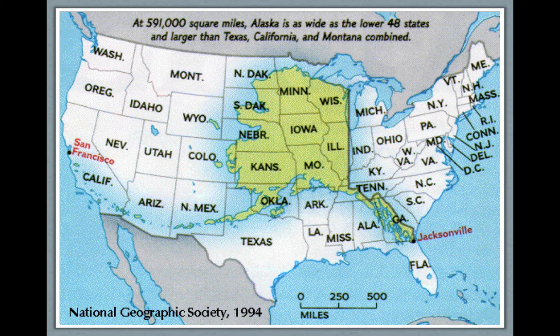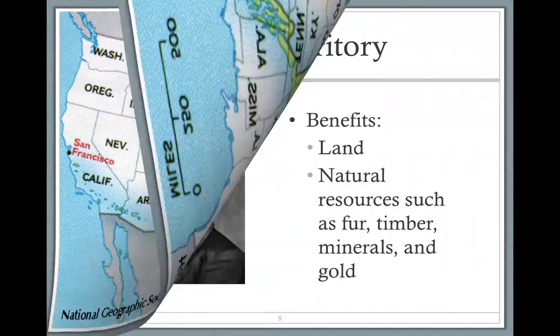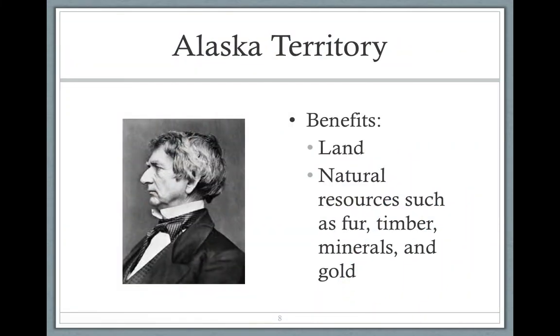So what sorts of natural resources might I find in Alaska? What you'll find is fur, timber, minerals, and, of course, gold. Again, think about those three G's. We're not going to review it every time, but as you're looking at the benefits, it's something that you should take note of.